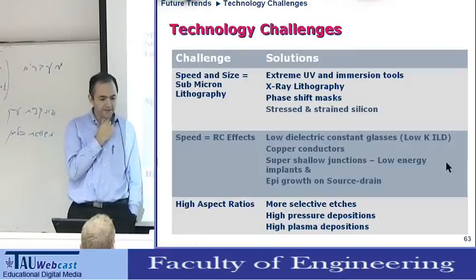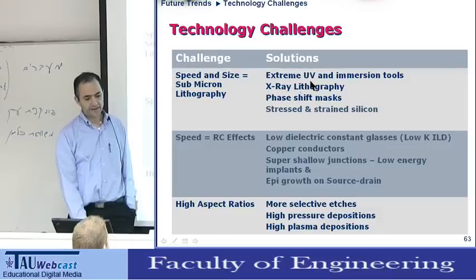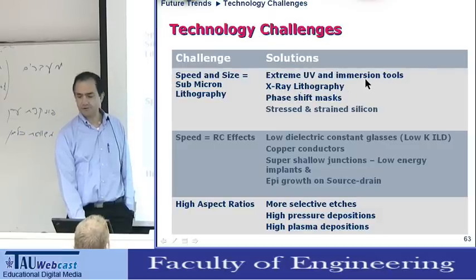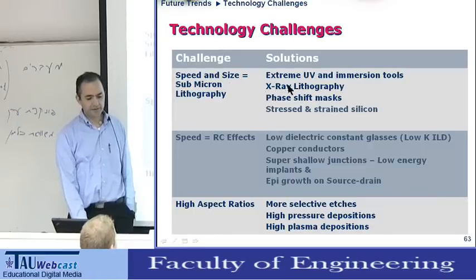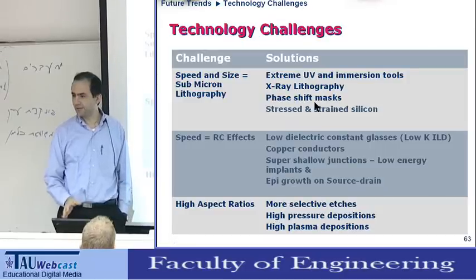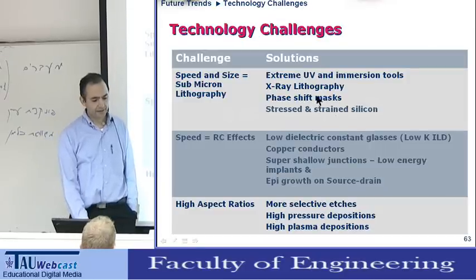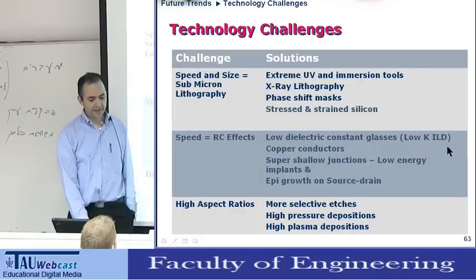Technology challenges, speed and small size, submicron lithography. So we had the extreme UV and immersion tools. Immersion tools are actually in production for several years. X-ray lithography, still not in production. Phase shift masks, I don't know if you learned that. It's in production. Stress and strain silicon are in production. Speed RC effect, low K ILD is in production.